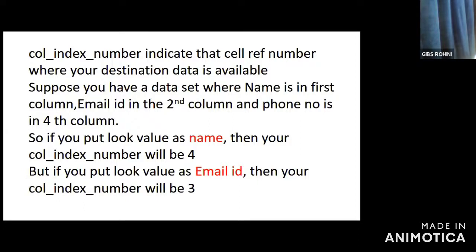Column index number indicates the reference number of the column where your destination data is available. Suppose you have a data set where name is in the first column, email ID in the second column, and phone number in the fourth column. So if you want the phone number, then your column index number will be 4. But if you want the email ID, then your column index number will be 2. Because you have to calculate how far the value you want is from the lookup column.